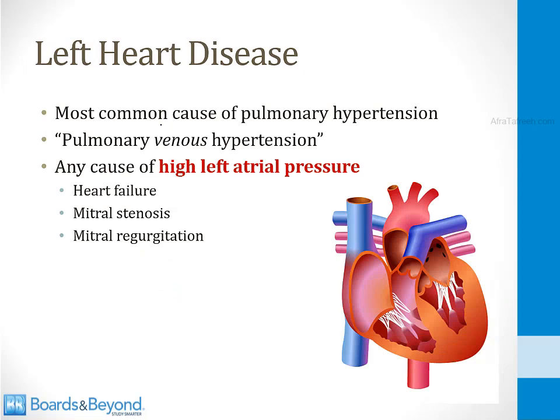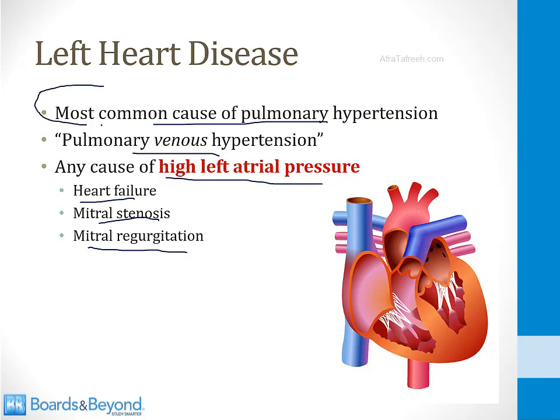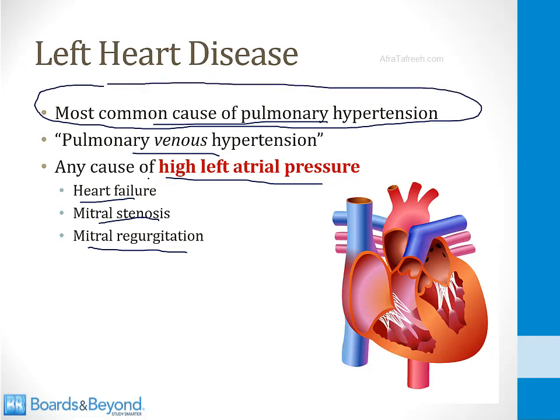So as I said before, left heart disease is the most common cause of pulmonary hypertension. This is what we call pulmonary venous hypertension. It's always related to high left atrial pressure, and you can get this from heart failure, you could get this from mitral stenosis, you could get it from mitral regurgitation. Any valvular condition or heart failure condition that raises the pressure in the left atrium is going to lead to pulmonary hypertension, and that's the most common reason that patients develop pulmonary hypertension.